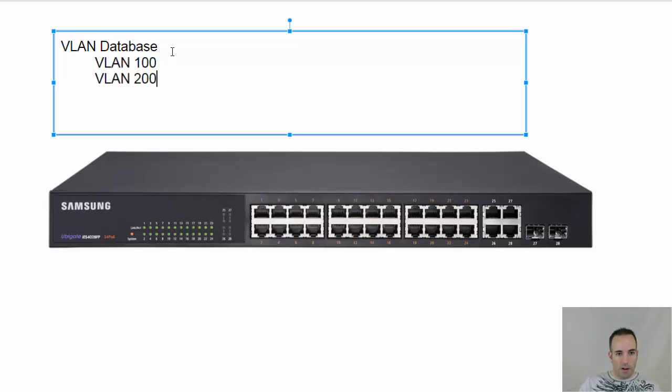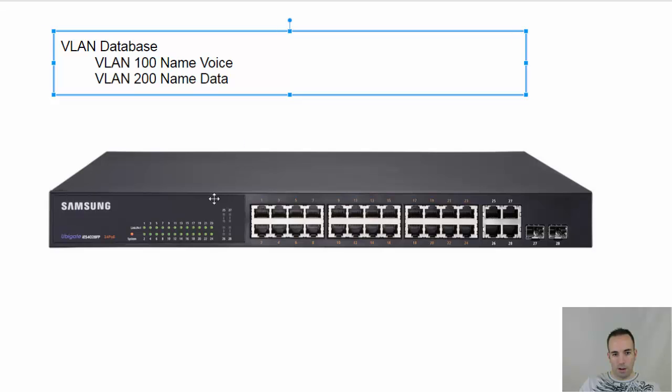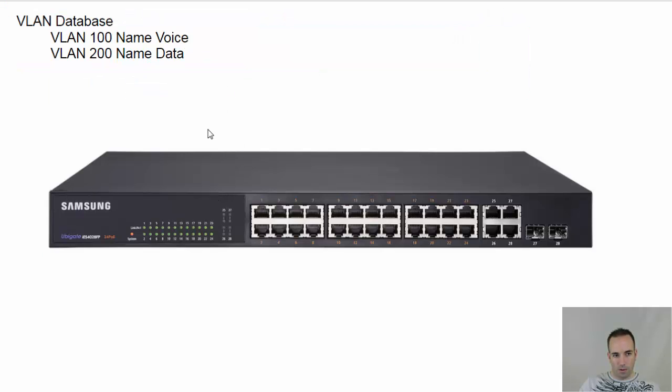And so VLAN 100, we're going to give it a name, and we're going to call it voice. And we'll call VLAN 200, we'll give it a name, and we'll call it data. So this hasn't done anything in the world except for tell my switch that, hey, I want to create 2 separate networks on this switch.